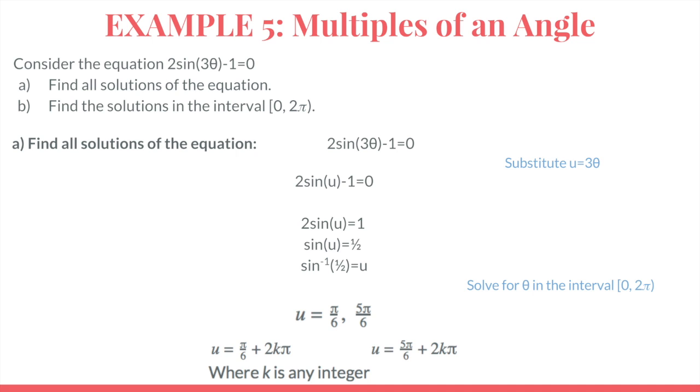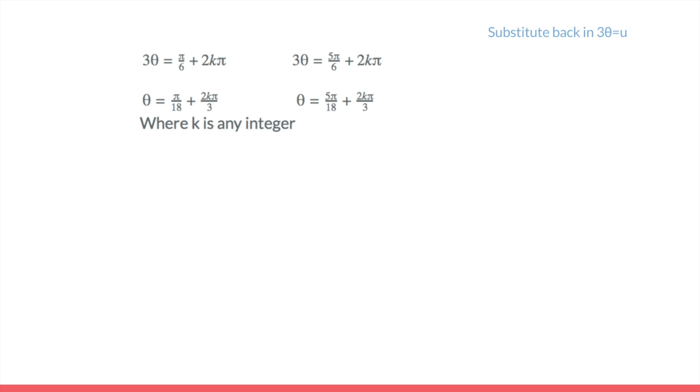Now we need to solve for u equals 3 theta. We can do this by dividing our solutions by 3. So we substitute back in 3 theta equals u. Thus we get 3 theta equals pi over 6 plus 2k pi, and 3 theta equals 5 pi over 6 plus 2k pi. We divide by 3, and we end up getting theta equals pi over 18 plus 2k pi over 3, and theta equals 5 pi over 18 plus 2k pi over 3, where k is any integer.